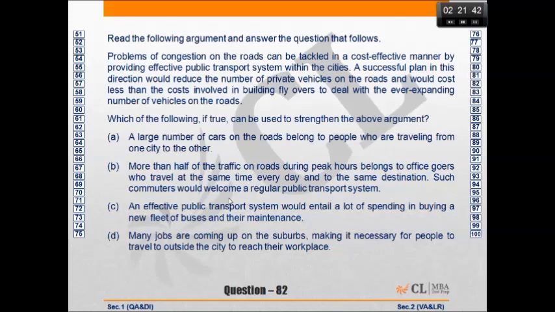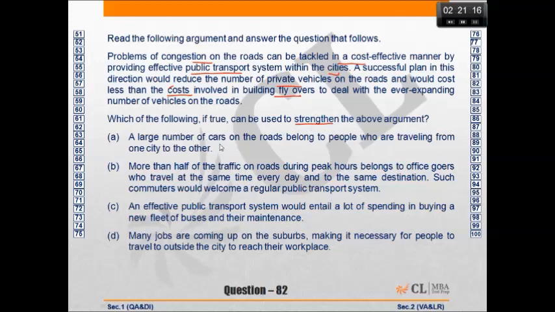Next one. Answer the question based on the argument. The problem of congestion on roads can be tackled in a cost-effective manner by providing an effective public transport system within the cities. A successful plan in this direction would reduce the number of private vehicles on roads and would cost less than the cost involved in building flyovers to deal with the ever-expanding number of vehicles on the road. Which of the following, if true, can be used to strengthen the above argument?